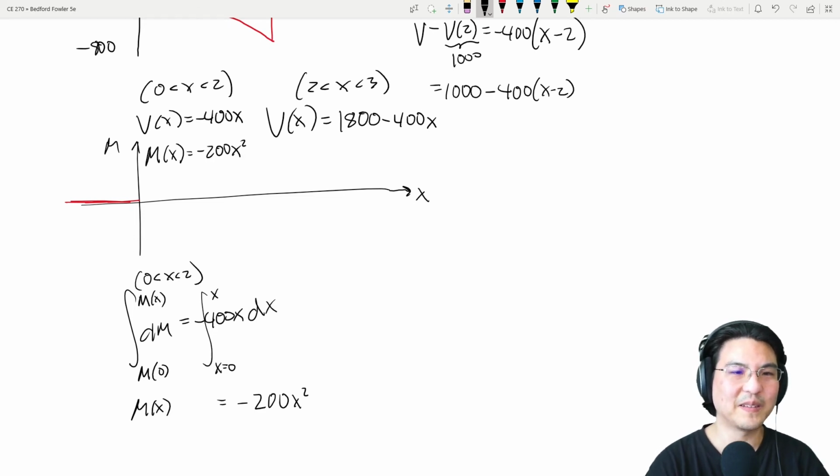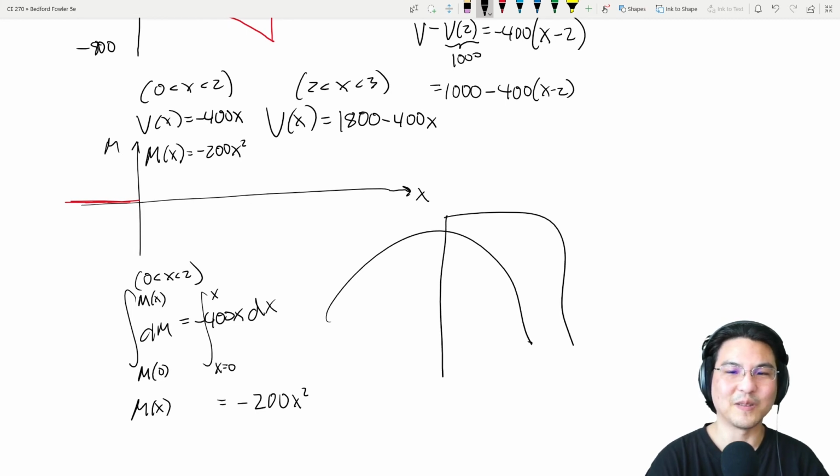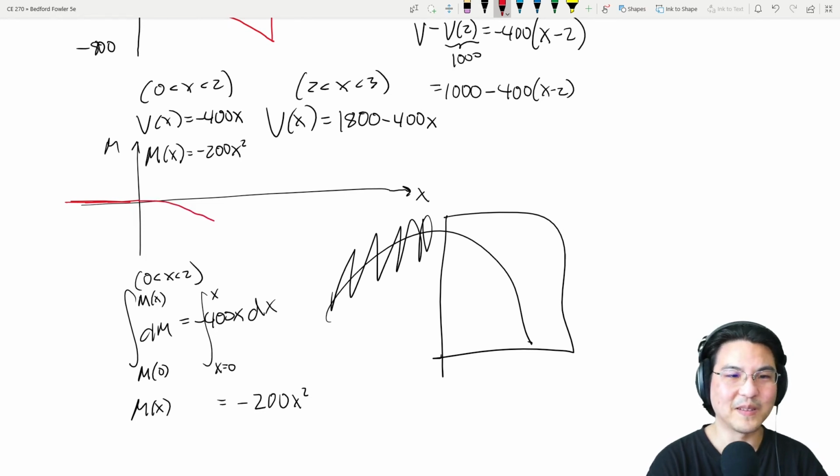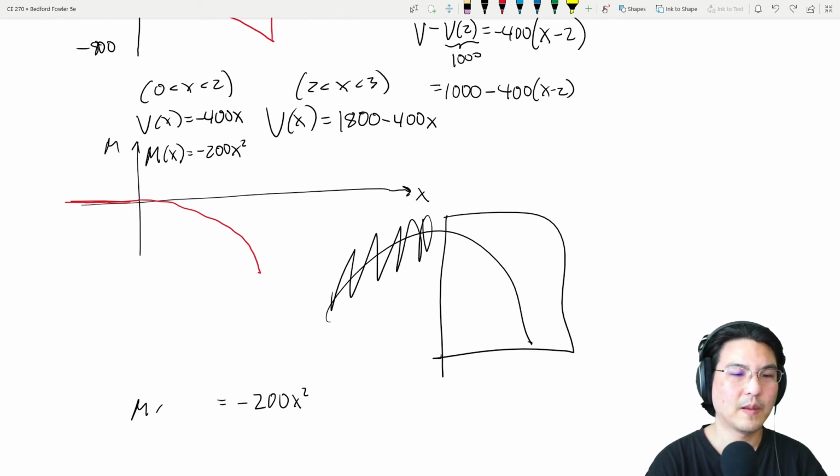Okay, and then what does that look like? It's a parabola, but at x equal to 0, it's 0, and then as x increases, it's decreasing. So it's this half of the parabola, not this one. So it looks something like this, some parabola like that. And then at x equal to 2, that would be minus 800 newton meters.